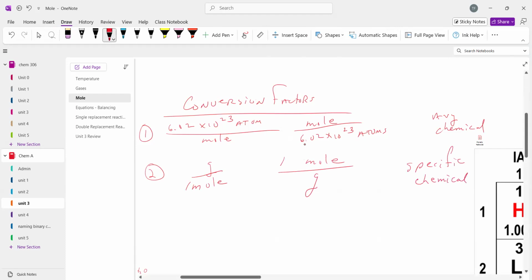So 6.02 times 10 to the 23rd applies to anything. The molar mass only applies to the compound that is specified. And then there's one more, and that's when we're working with a gas. Now, gases are very different than liquids and solids.